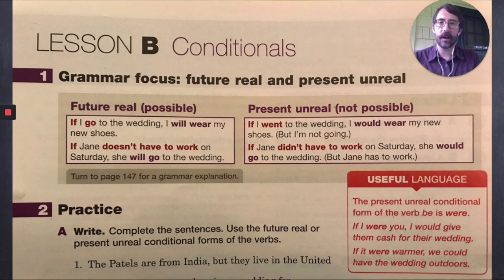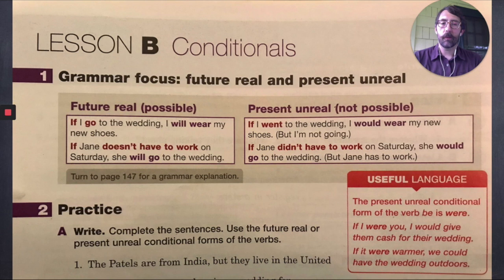I just said a lot. I know that's confusing, so I recommend maybe rewinding a little bit and repeating it again, just so you hear it a couple more times and make sure that you understand it. There's something else we need to mention. In the red box where it says useful language, it says the present unreal conditional form of the verb be is were.